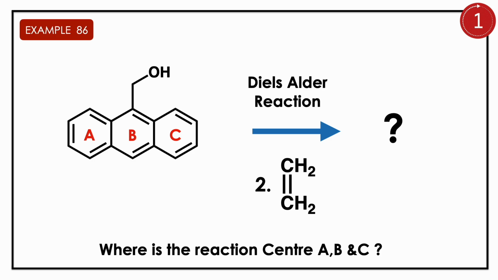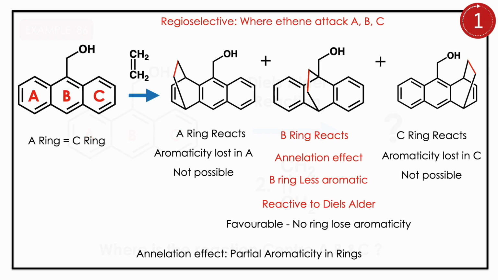Then the next example, anthracene with a side chain alcohol substitution. You are reacting with ethylene. You should find where the reaction center is, A, B or C, because all are dienes. You should find which will be the major product. Here you have 3 dienes and 1 dienophile. Which diene reacts? As we have seen already, the middle ring is weak because of the annihilation effect.